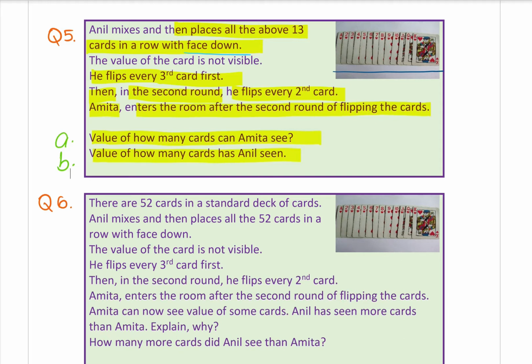Anil has seen more cards than Amita, right? Explain why. You know that. Explain it. And the second part of this question is, how many cards did Anil see? How many more cards did Anil see? That is important. How many more cards did Anil see than Amita? Correct? These are the questions for you. Now you can actually answer the questions and then watch my solutions, right? You can pause the video at this stage.